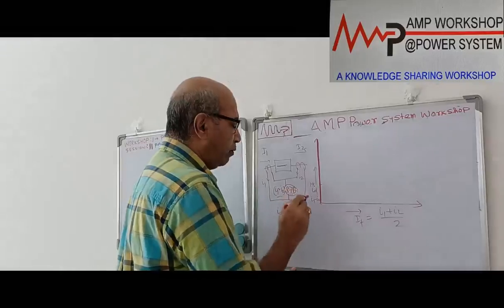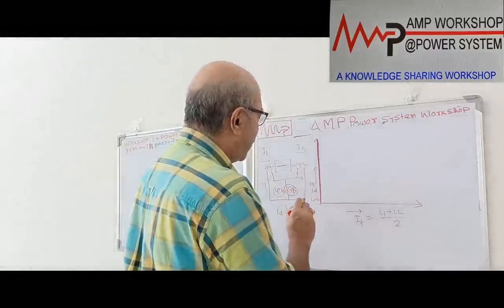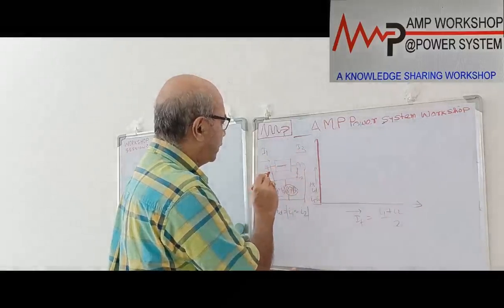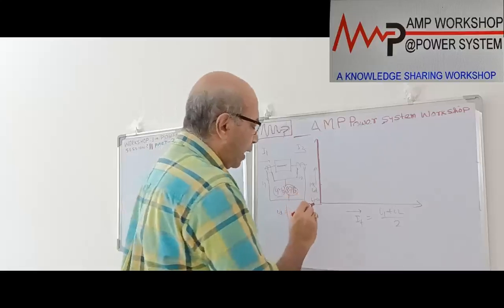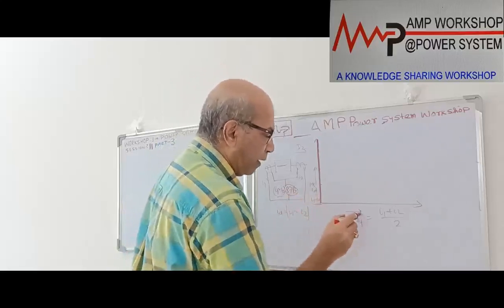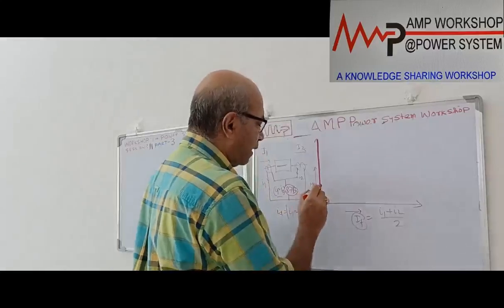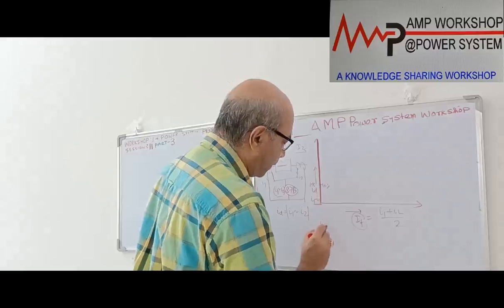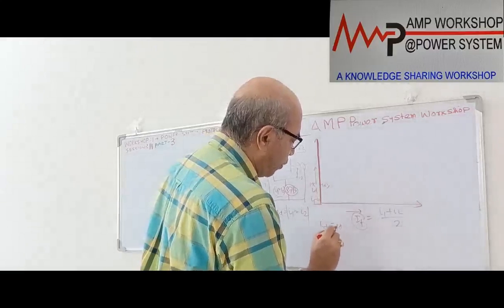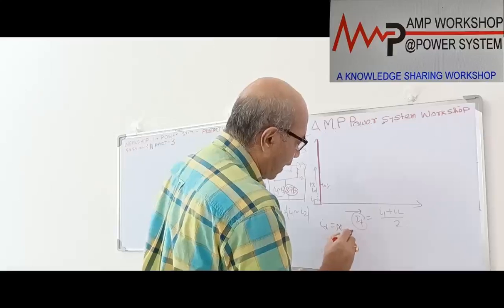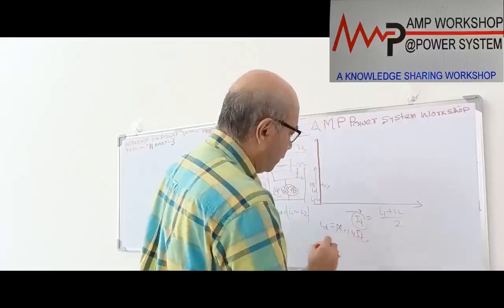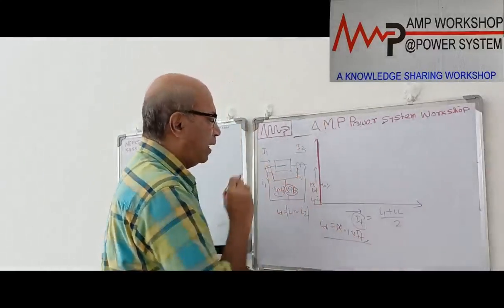What does it mean? When the spill current, the difference between I1 and I2, the current flowing between these two sides, is 10% of IF, suppose I give the pickup setting 10%, it means when this ID equals 10%, that is 0.1 of IF, immediately the 87B relay will operate.